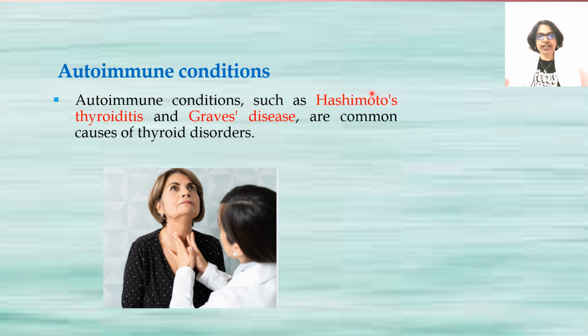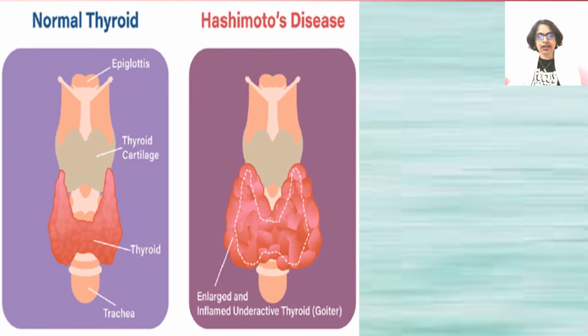Some autoimmune conditions can also occur. These are Hashimoto's thyroiditis and Graves' disease. Now we can see this is a normal thyroid gland. If the patient is having Hashimoto's disease, there is an enlarged and inflamed, underactive thyroid gland. That's also known as goiter.